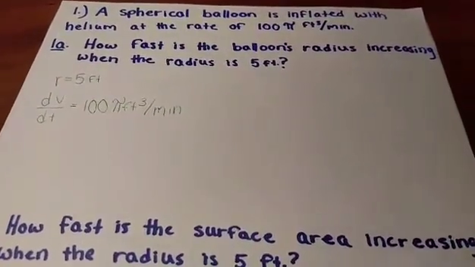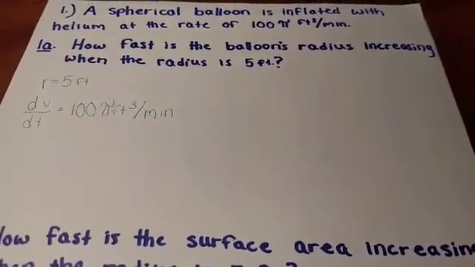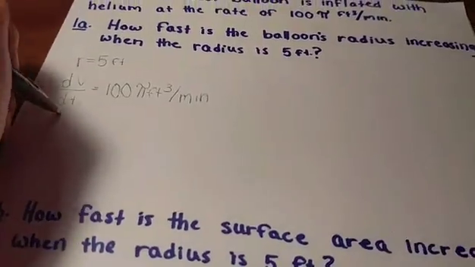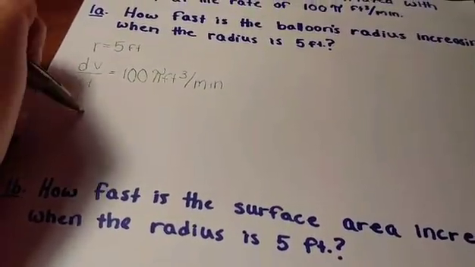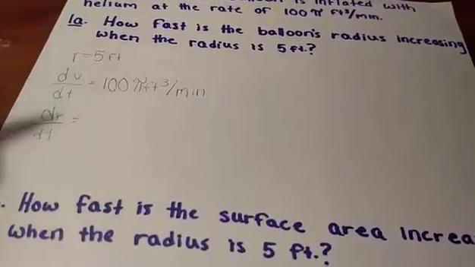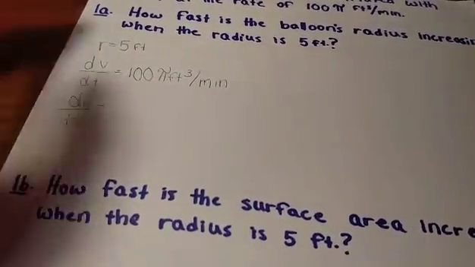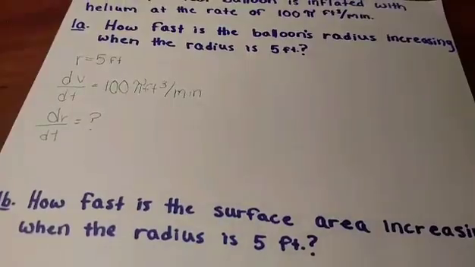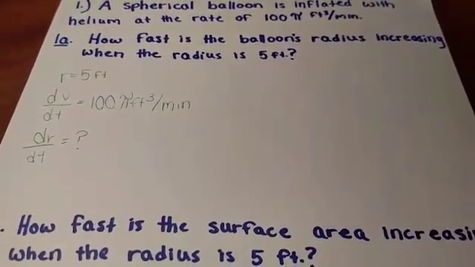Now it is asking how fast the balloon's radius is increasing, so it's asking for another rate. So we would write dr over dt, because we're doing this all with respect to time. We're going to put a question mark next to that. That's what I usually like to do because that's what we're looking for. We don't know that quantity yet.